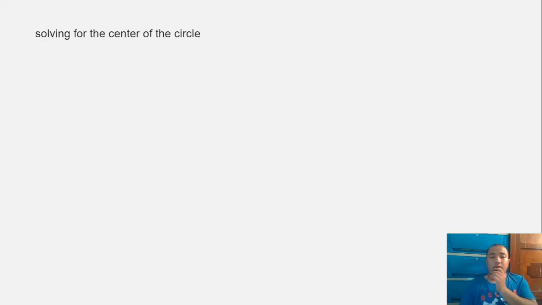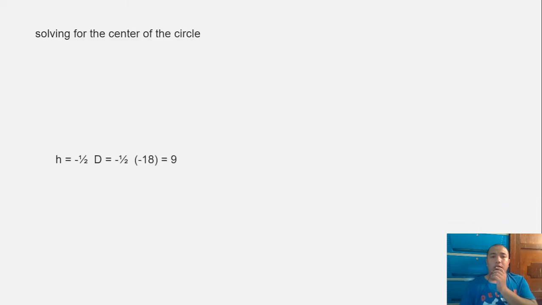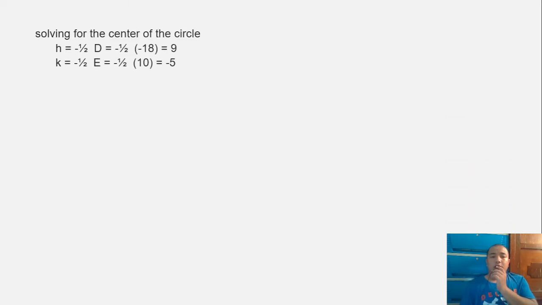How about the center? So solving for the center, we all know that d is negative 18, e equals 10, f equals 25. So to solve for h, just multiply negative 18 by negative 1/2. For k, multiply negative 1/2 by 10. So that is 9, negative 5. For the center, 9, negative 5. 9 is h, k is negative 5, therefore the center is 9, negative 5, and the radius is 9.